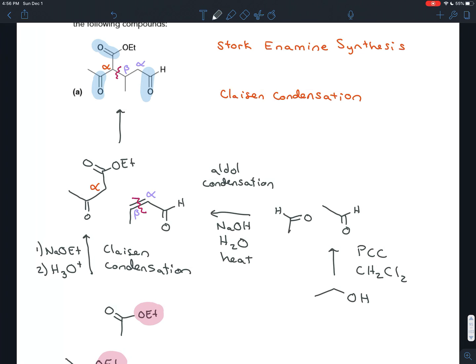You can just use a base to steal that alpha hydrogen, and the base you would want to use would want to match the ethoxy group of the ester so that if it did a nucleophilic acyl substitution, it wouldn't change the ester. So sodium ethoxide would be a good base to steal that alpha hydrogen off. That would turn into a nucleophile that could attack this electrophilic beta carbon of the alpha-beta unsaturated aldehyde.